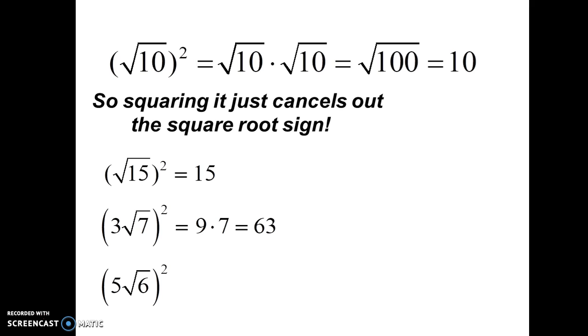Try this one. Well, that one is 25 times 6, because again, that square applies to the 5, making 25, and that square cancels out that root, leaving 6. So we have 25 times 6, which is 150.